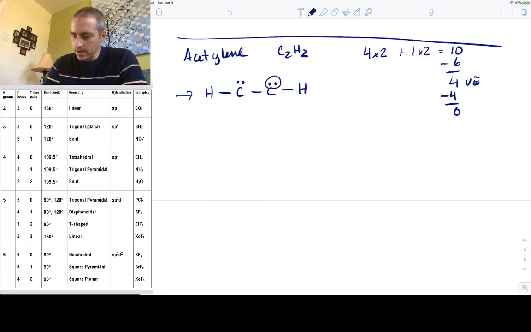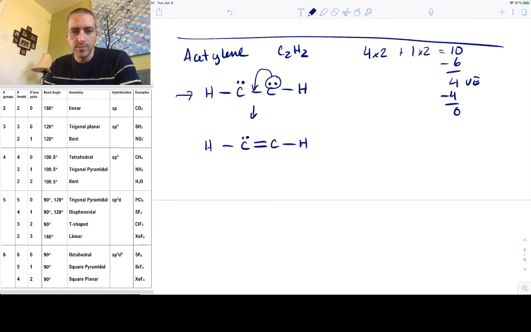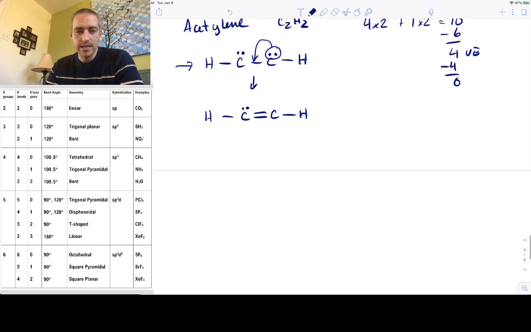Grab a pair of electrons, bring them down here, and we're left with hydrogen, carbon, lone pair there, double bond, carbon, hydrogen. So that lone pair is gone because we use it to make a multiple bond. And that is great for the carbon on the left because it now has a full octet. Carbon on the right's not doing so good though. If you look at the valence electrons, this has 8, 3 in the bonds times 2 plus the lone pair, but the carbon on the right only has 6.